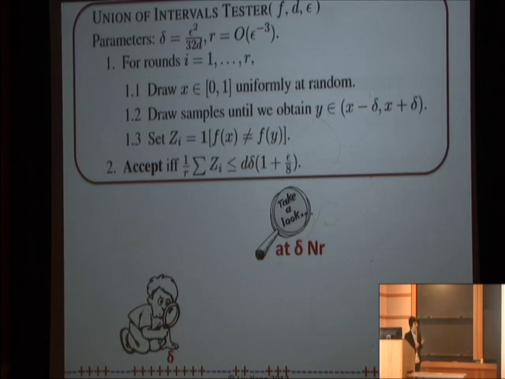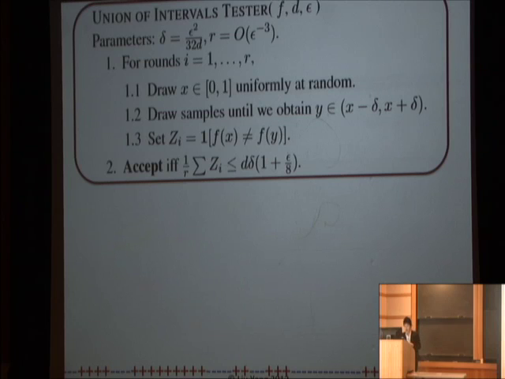So putting this all together, we get this tester. We fix a small delta, and we estimate the noise sensitivity, and accept if and only if the estimated noise sensitivity is at most d times delta times (1 plus epsilon over 8). This tester is correct by the two lemmas I just showed you and the standard Chernoff bound argument.